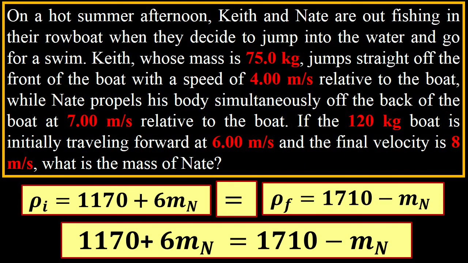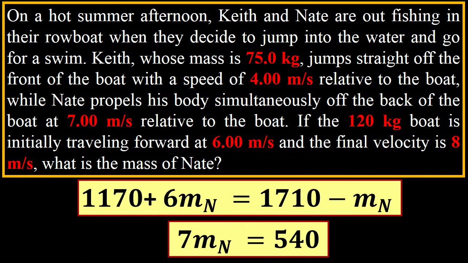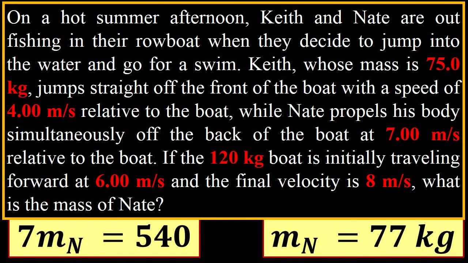So there it is: 1170 plus 6mn equals 1710 minus mn. I will reduce that to 7mn equals 540, and 540 divided by 7 equals 77 kilograms. So it is a little larger, but look at the velocity, it is 7. So what we discussed before, I will discuss in a moment now.